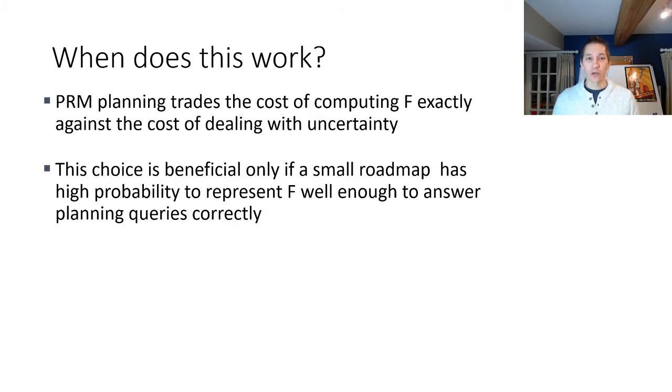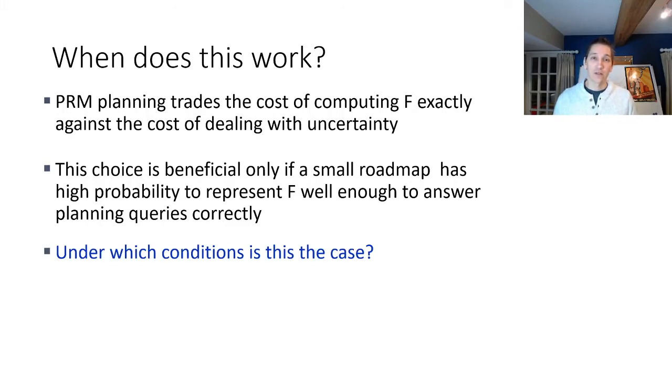So let's check, when does this work? PRMs don't explicitly compute the shape of the free space F. PRMs are not explicitly computing the shape of F, but they incur the price of dealing with the uncertainty and randomness of those random samples. And so this is a beneficial choice if a small number of samples is sufficient to capture the shape of the free space. Now, when does this actually occur? Let's dive in more deeply.